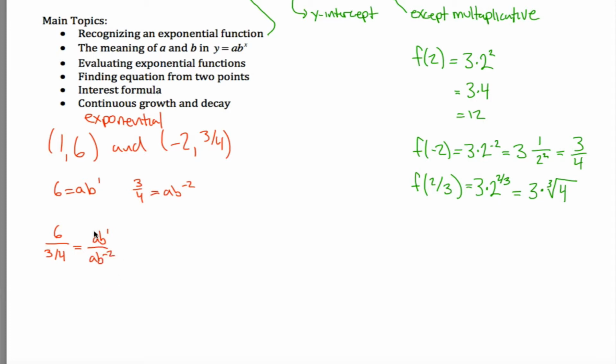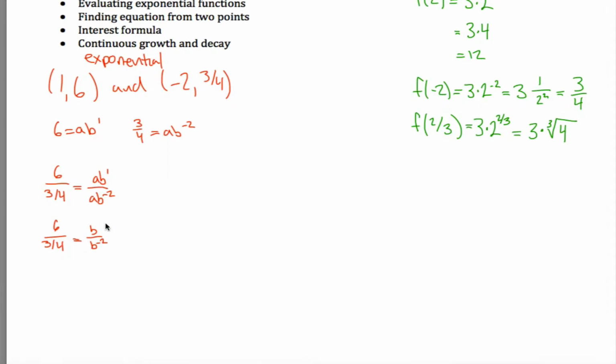And why does that help? Well, really the reason it helps is these a's cancel out. So I get this mess over on this side, whatever that simplifies to, divided by this mess over on this side, whatever that simplifies to. But the nice thing here is I only have one variable, the letter b, that I have to solve for. So I can do that. 6 divided by 3/4. Well, probably the easiest way to do that is the way you divide fractions is you multiply by the reciprocal. So it's the same as 6 over 1 times 4 over 3, which is 24/3, which is just 8.